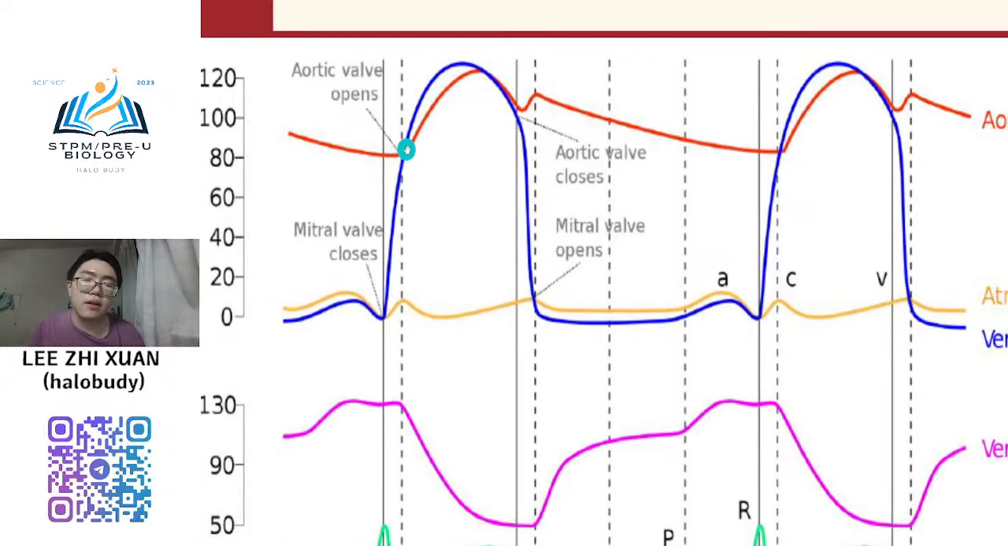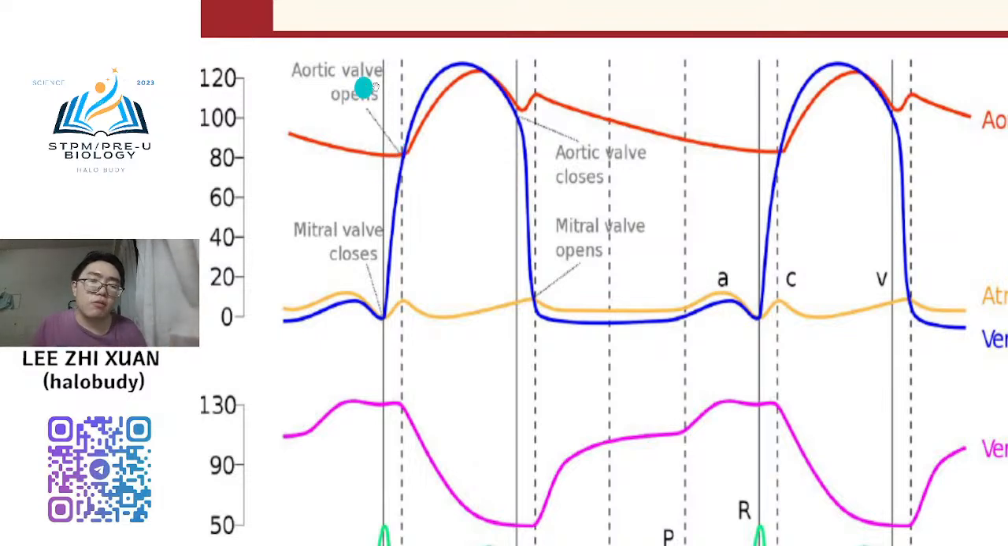Once it increases until this point, the aortic pressure will also start to increase. So at this point, the blood contained in the ventricle is almost full already. It's totally full. I can say it's already full. And now the ventricles start to contract, and the pressure is very high. Now it wants to contract and pump the blood.